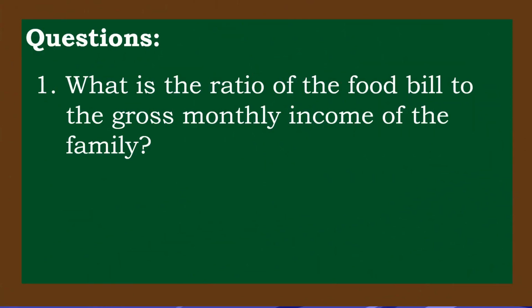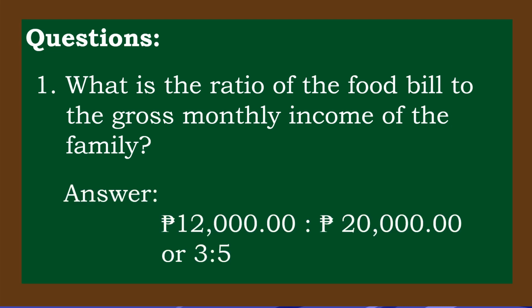Questions. Number 1. What is the ratio of the food bill to the gross monthly income of the family? The answer is, since the food bill is 12,000 pesos and the gross monthly income of the family is 20,000 pesos, then the ratio is 12,000 pesos is to 20,000 pesos, or in its simplified form, it's 3 is to 5.